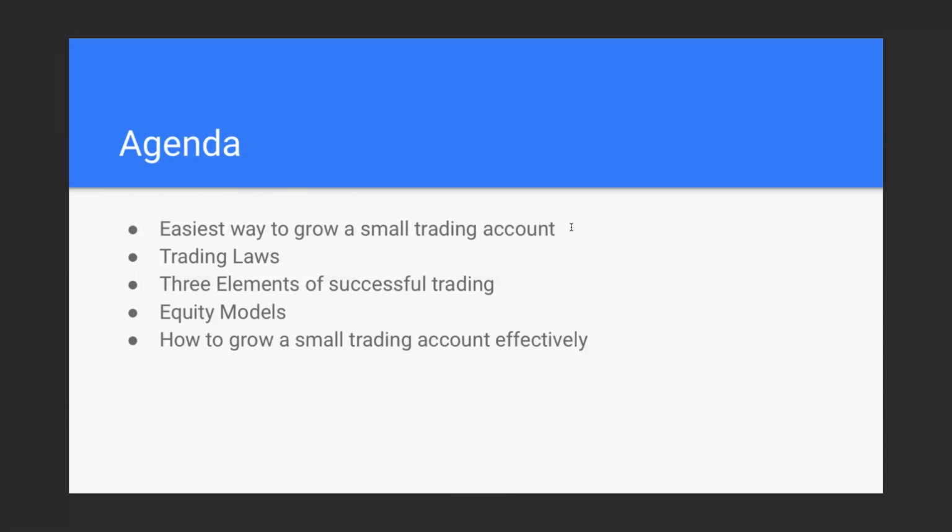First, let's go to the agenda. The first thing we are going to talk about is what is the easiest way to grow a small trading account. Then we'll talk about some of the trading laws. The third one is the 3 elements that you need for successful trading. Then we'll talk about equity models, the different kinds of equity models that people use. Every trader can have their own equity models, right? Then finally, but not the least, how to grow a small trading account effectively. Okay. Now let's go to the next slide.